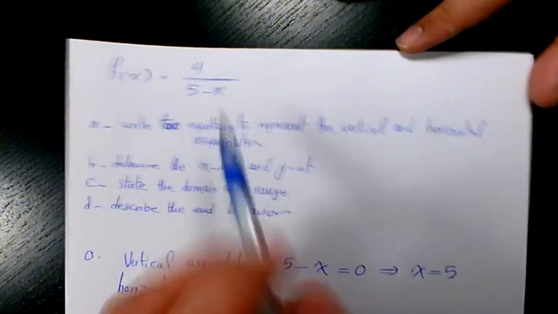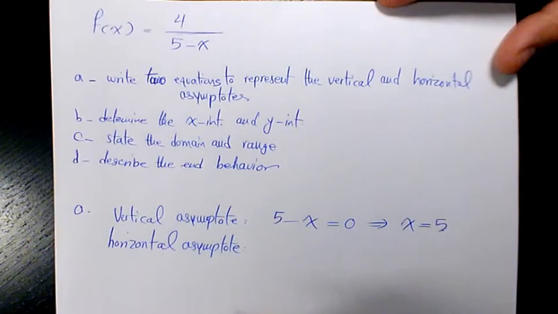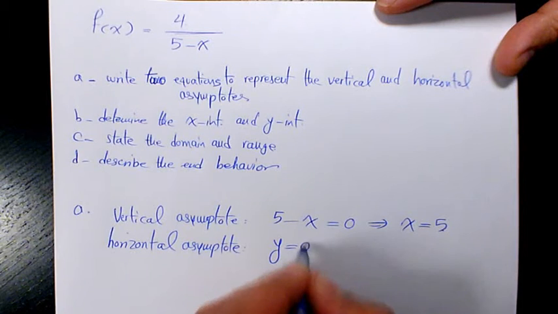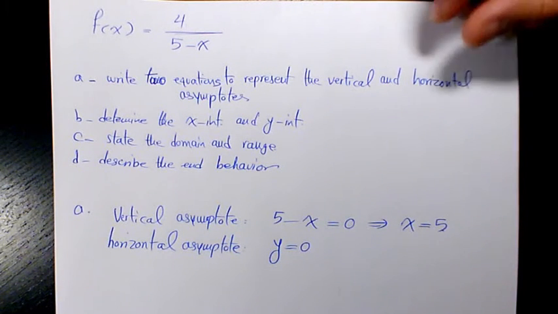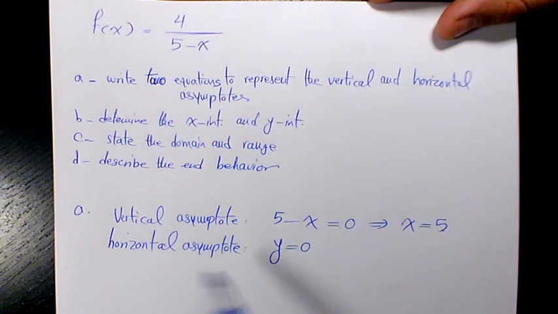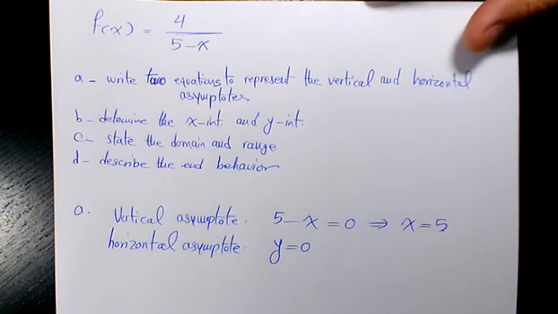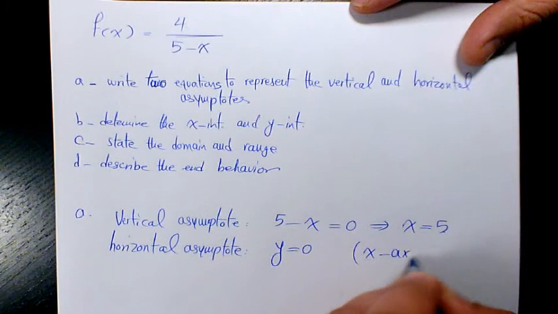It's where the degree of the numerator is less than the degree of the denominator. So that's going to be y equals 0. Whenever the order of the numerator is less than the order of the denominator, when x approaches positive infinity or negative infinity, y approaches 0. So that's why we have a horizontal asymptote at y equals 0, which is basically the same as the x-axis.